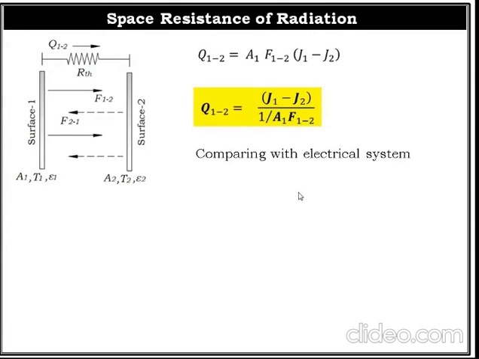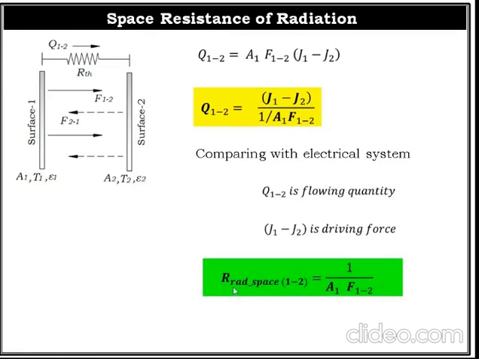So comparing with an electrical system, what is the flowing quantity here? It is Q. Q1 to 2 is the flowing quantity. What is the driving force? The driving force is J1 minus J2. So this denominator is the resistance, and this resistance is called the space resistance.